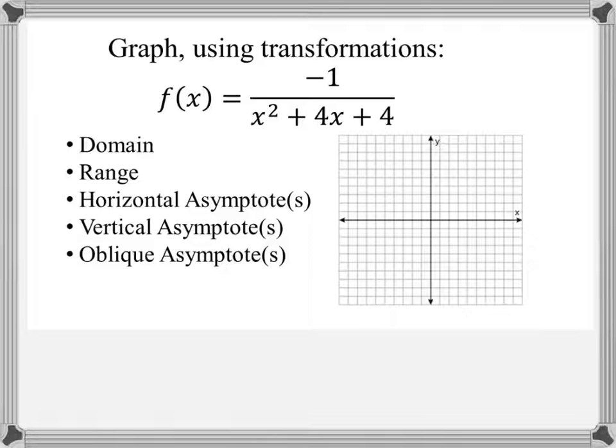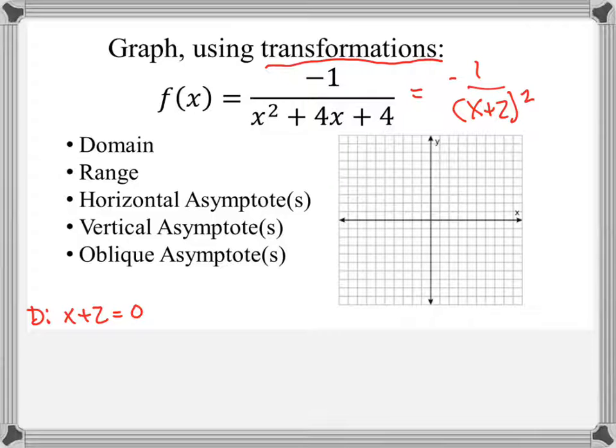Okay, now let's look at a graph where we are graphing a rational function using transformations. So here we have f of x equals negative 1 over x squared plus 4x plus 4. Okay, so we're going to start by factoring the denominator. The denominator factors to x plus 2 quantity squared. So this function is the same as negative 1 over x plus 2 quantity squared.